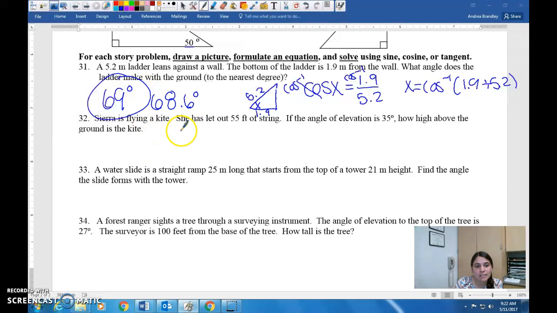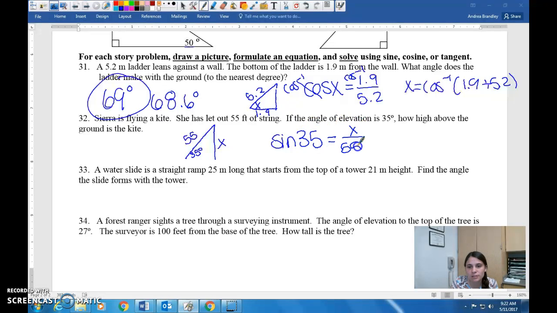I'm going to see if I can at least set up number 32 for you so you can solve that one as well. So Sierra is flying a kite. She has let out 55 feet of string. So here's my string. The angle of elevation is 35 degrees. How high above the ground is the kite? So I have opposite my angle and hypotenuse, which is sine. So the sine of 35 is equal to opposite over hypotenuse. So if you multiply both sides by 55, 55 times the sine of 35 is 31.5.